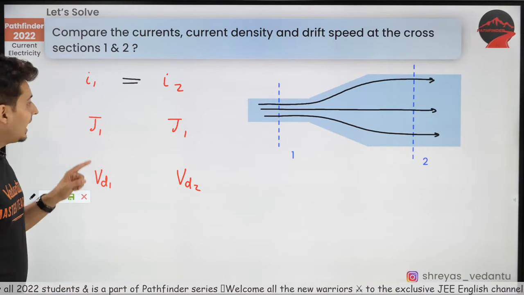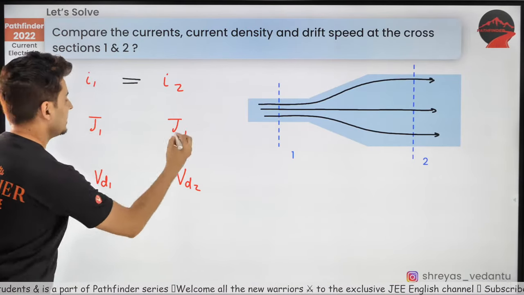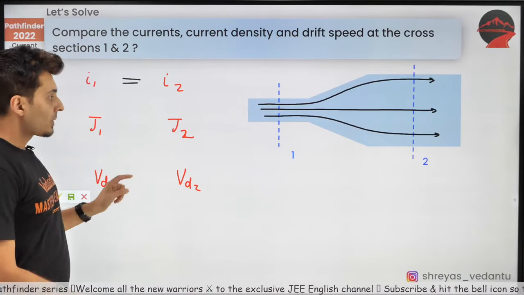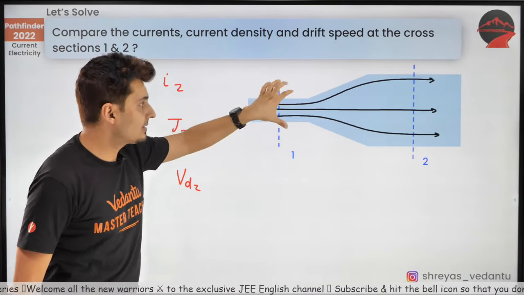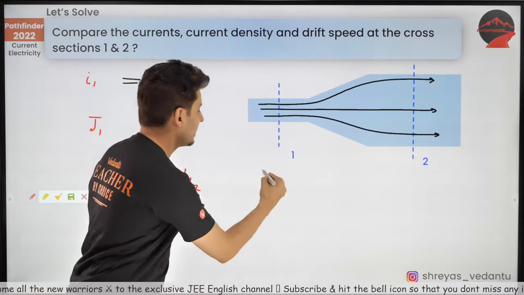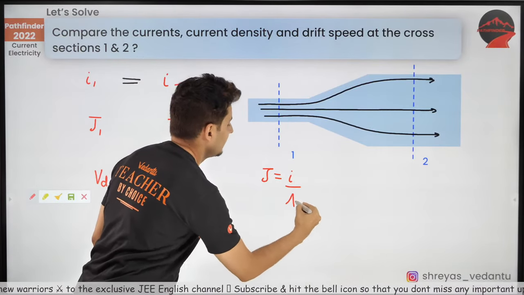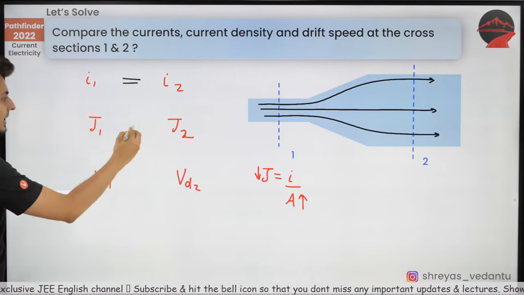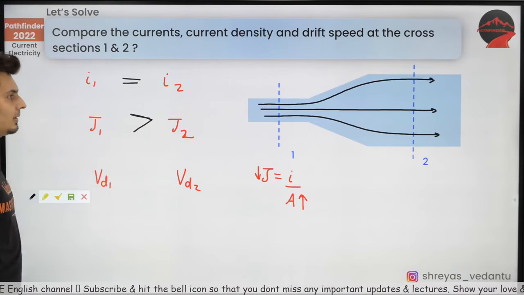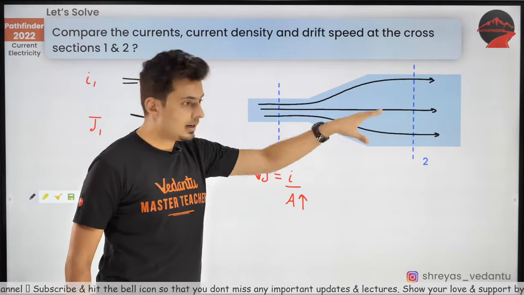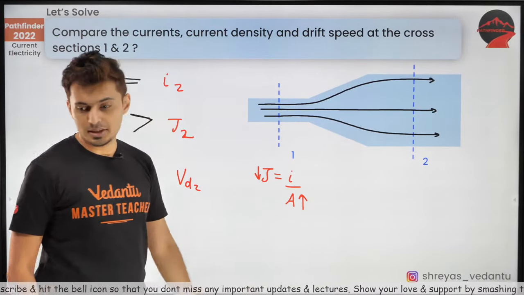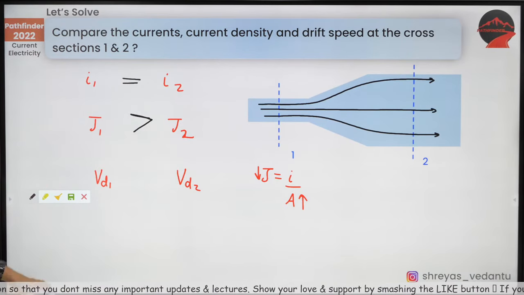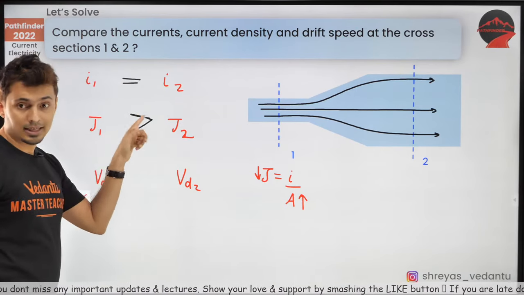Next up, understand J1 and J2, this was supposed to be J2, my bad. Now here the area is less, here the area is more. Remember, J is current by area. So if area becomes large, J becomes less. So J2 will become less than J1 because more area, bigger denominator, smaller J. Correct? I hope this is clear. Understand, it is not more than, it is less than. J2 is less than J1.